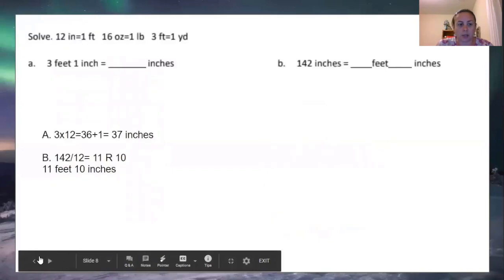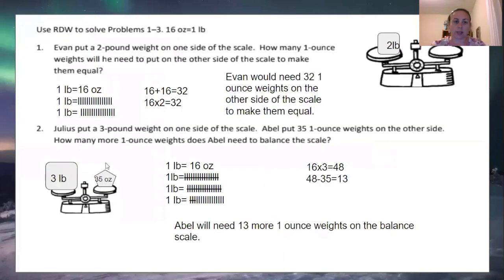All right, our next one, sorry, I clicked too quickly. All right, Evan put a 2-pound weight. So here's our 2-pound weight. How many ounces do we put on the other side to make it even? So what I did here is I drew all of the ounces. So 1 pound is equal to 16 ounces. So here's 16 and here's 16 more. We could say 16 plus 16 is 32, or 16 times 2 equals 32. So Evan needed 32 1-ounce weights on the other side of the scale to make them equal.